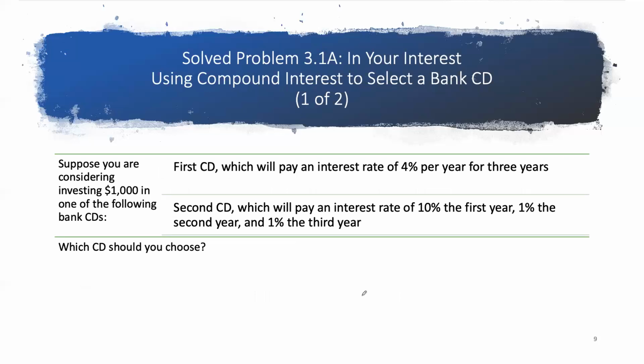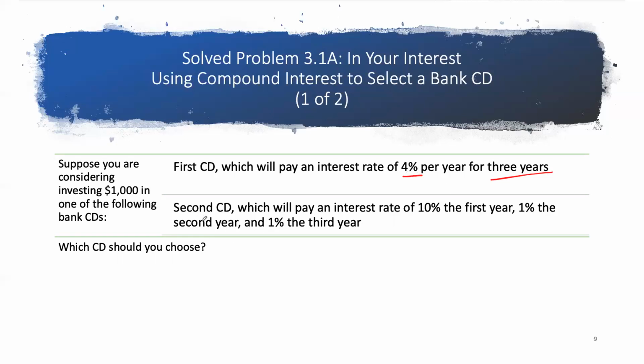So here's a practical place where you can actually think about why you would care about this interest rate. Suppose you go to the bank and they're offering you two options, right? You're thinking about investing $1,000 in one of the following bank CDs. A CD is a certificate of deposit. So it has a stated interest rate and a maturity period. It will tell you how much interest you'll earn and for how long you'll have to leave it in the bank. Okay. So the first CD will pay an interest rate of 4% per year for 3 years. So it's a 3-year CD, and the annual interest rate on that is 4% per year.